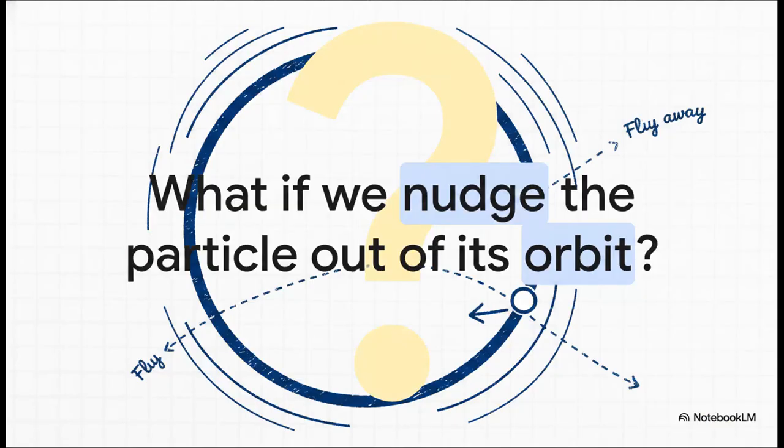Let's say our little particle is cruising along in its circle. What happens if we give it a tiny nudge outwards? Just a little push. Does it fly off into space, or does something pull it back? The answer to that question is the difference between stable and unstable.